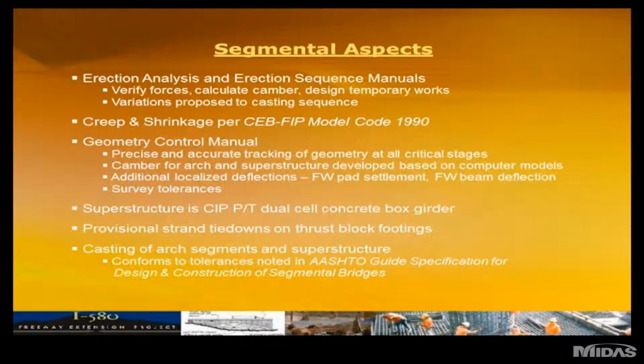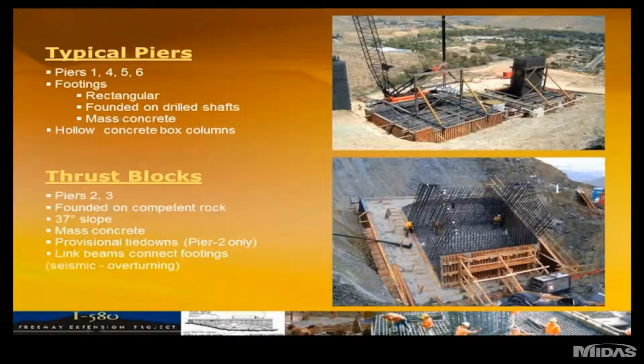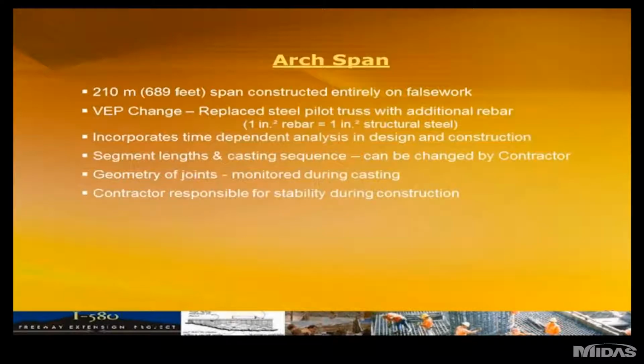Here's a quick shot of the piers, typical rectangular piers founded on drilled shafts. The thrust blocks for the arch span piers founded on rock, competent rock, 37-degree slope. The thrust blocks were poured in 3 separate massive pours, as you can see on your screen here. Arch span, 210-meter span. It was constructed entirely on false work in the second contract, which we'll see a few slides later.